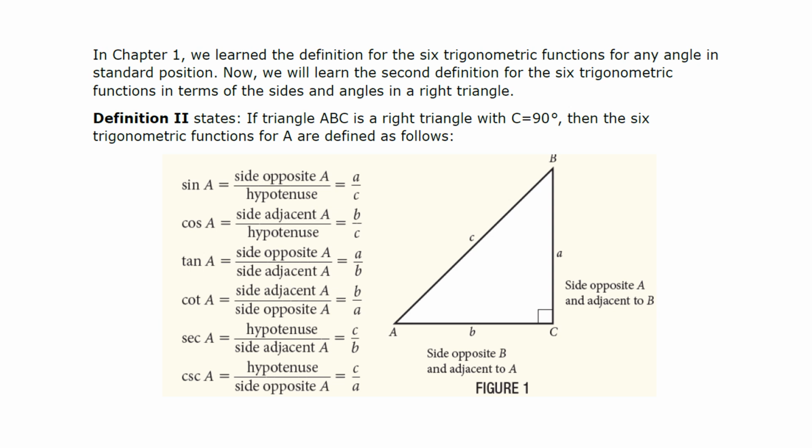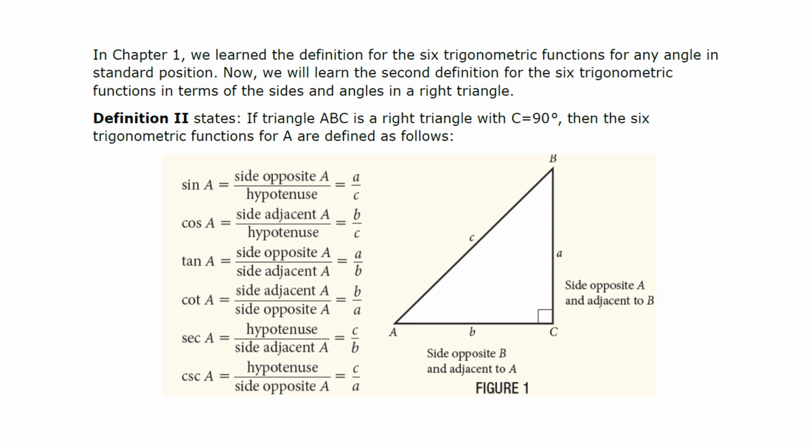Cotangent A equals the side adjacent A over the side opposite A, my apologies, which equals B over A. Secant A equals the hypotenuse over the side adjacent A, which is C over B, and cosecant A equals the hypotenuse over the side opposite A, which is C over A.